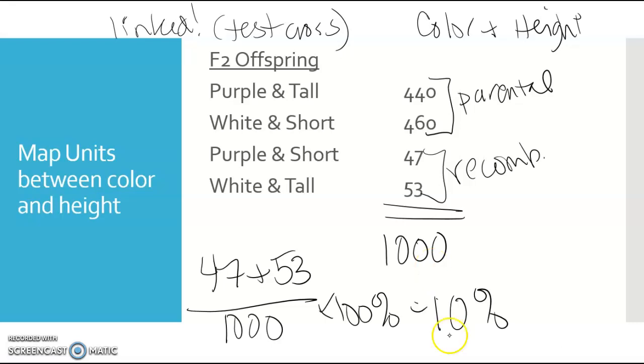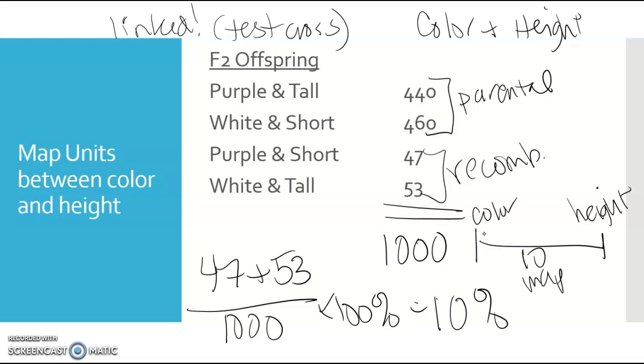So what this is saying is that the distance between color and height is going to be 10 map units, or you can say 10 centimorgans. And that is it. That is how you determine the distance in regards to map units of linked genes.